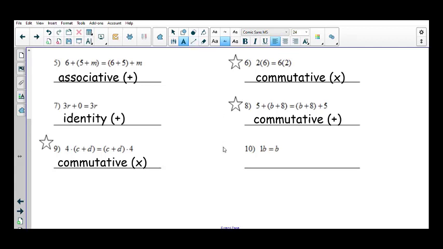Finally, in number 10, we have 1b equals b. We're multiplying by 1 to get the same thing we started with. That will be the identity property of multiplication. Try to make sure you write, and again, I know on your test it's going to be matching, but try not to write identify with an F. Again, these are just things to be very specific about.